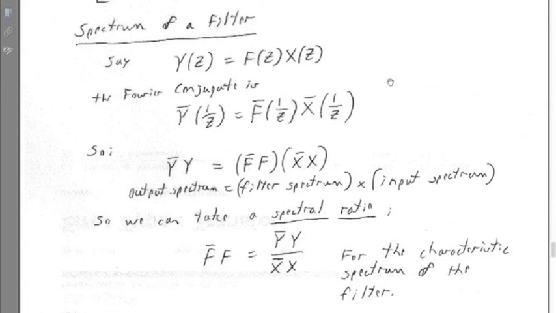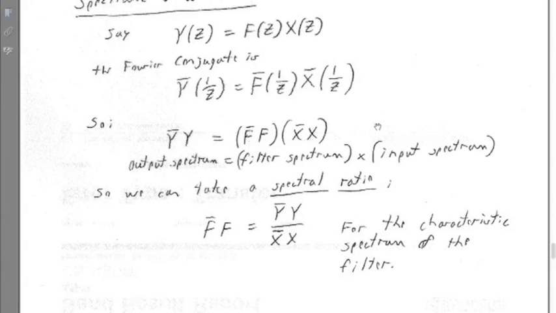Okay, we're talking about spectra. Let's talk about filters. Remember filters? That's what we do with convolution. Convolution is the process of applying a filter. We have an input x, and we take its z transform, so we have x of z. If we have a filter time series, then we take f of z, and multiplying these two z polynomials is the same thing as convolving the two time series. We get our output y as a z transform with the polynomial multiplication.